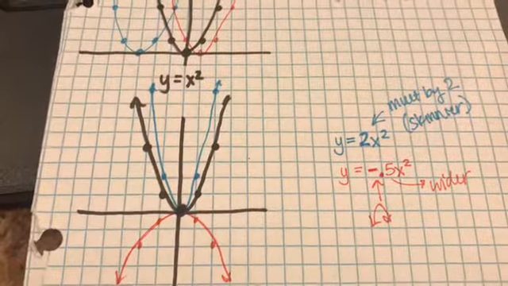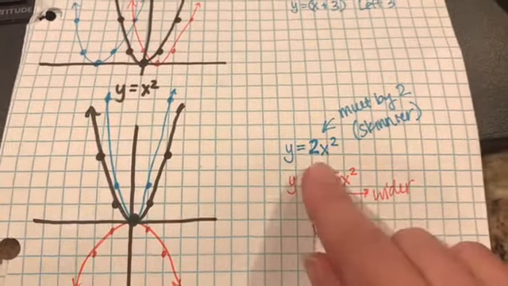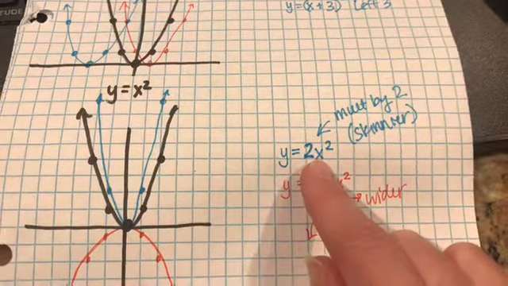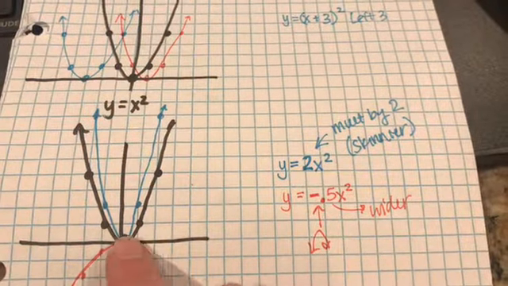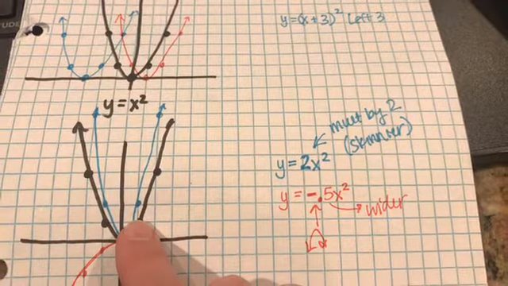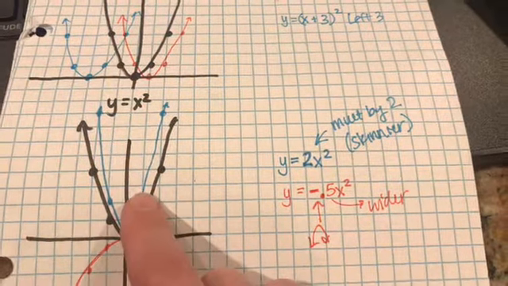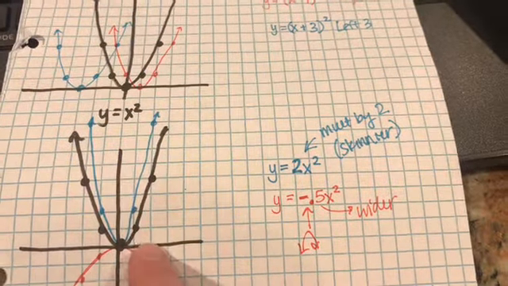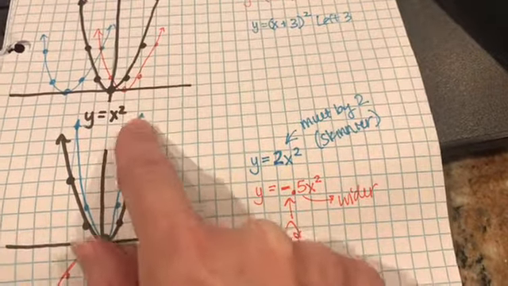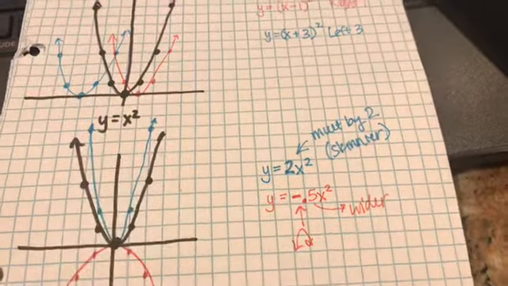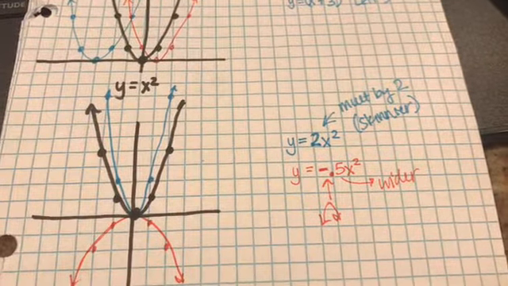Okay, let's remember what happens when we put a number in front of x squared. It's taking all the x squared values and it's multiplying them by 2. So instead of going over 1 up 1, you multiply that by 2. You go over 1 up 2. Instead of going over 2 up 4, you go over 2 up 8. And then that is why it makes it a skinnier graph, because it's growing faster.